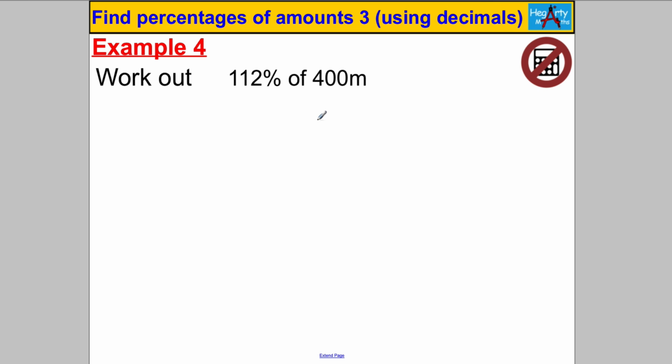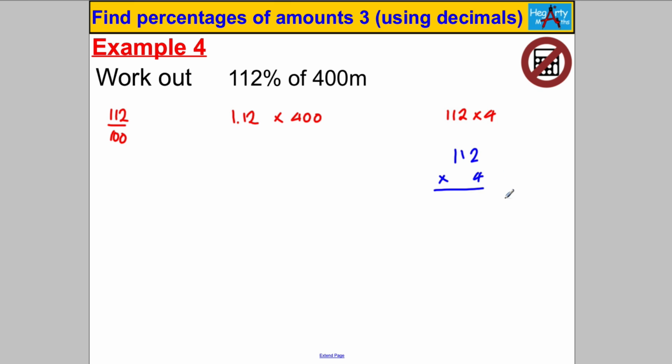112% of 400. Well, this time 112%, remember that's 112 out of 100. The decimal for that is 1.12 multiplied by 400. Okay, so I'm going to go over here and do 112 multiplied by 4. Now I may have to do long division for this one. I'm going to do 112 multiplied by 4.